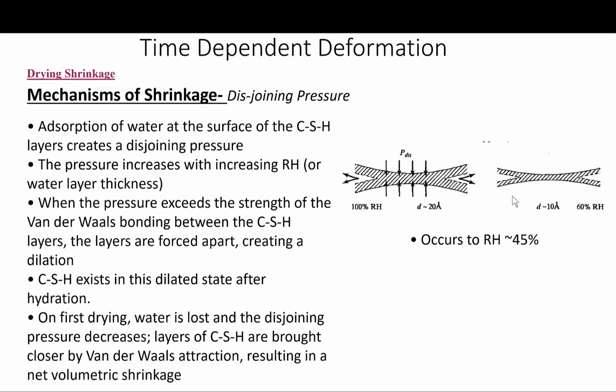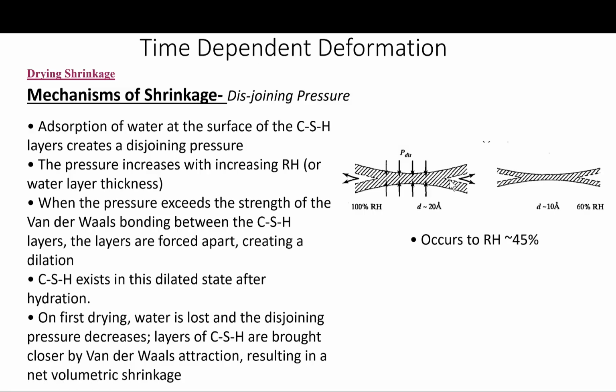The adsorption of water between the calcium silicate hydrate surfaces creates disjoining pressure, which results from the orientation of the water molecules in the adsorbed film. The disjoining pressure increases with the increasing thickness of the adsorbed water between the particles, meaning increase in relative humidity, until basically it exceeds the van der Waals attraction forces, okay? When the particles will be forced apart, creating basically a dilation.